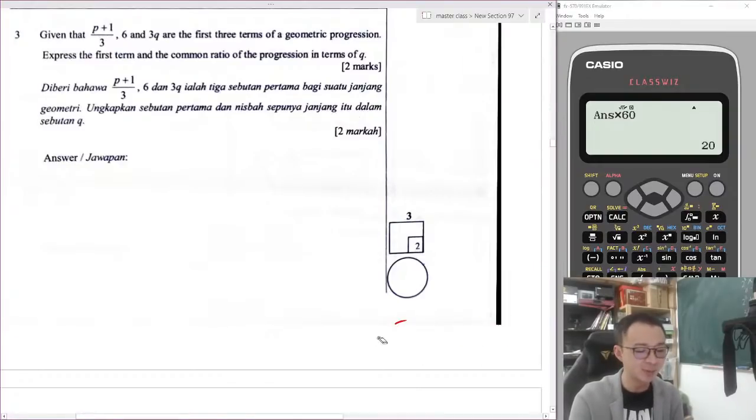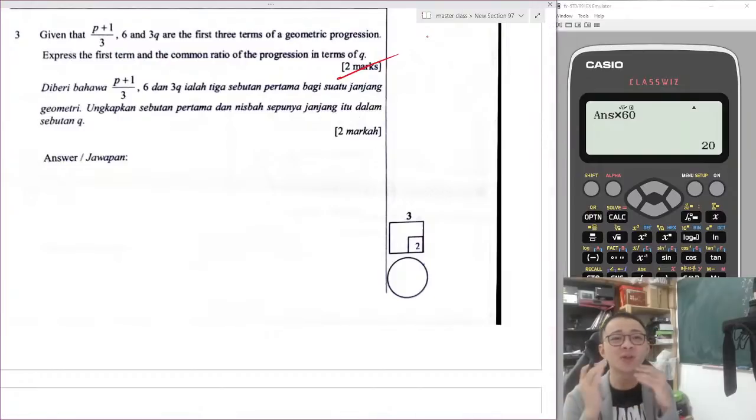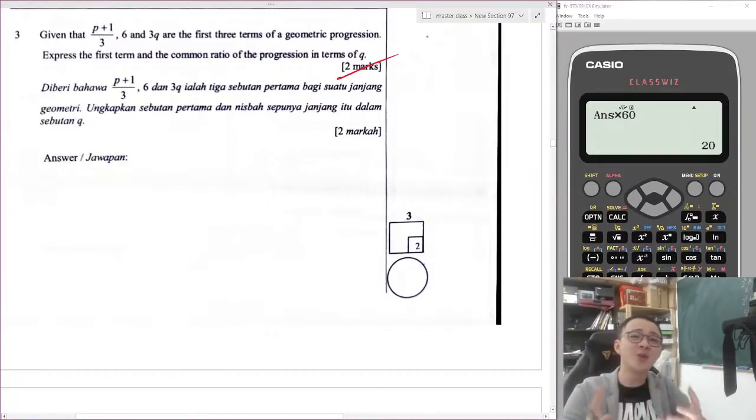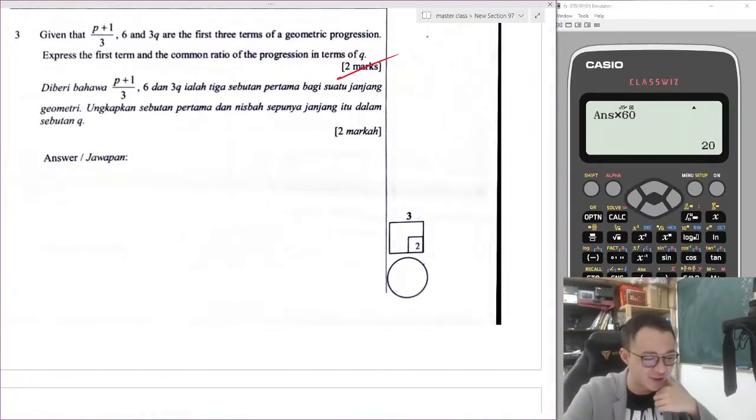Alright, so let's move on to this one. Since we have three terms, find the first term and common ratio. For this kind of 2-mark question, the first idea you must have is to use the common ratio, because the common ratio is the only way you can join three terms together into one equation. When you have one equation, you can solve it to find your first term and so on.